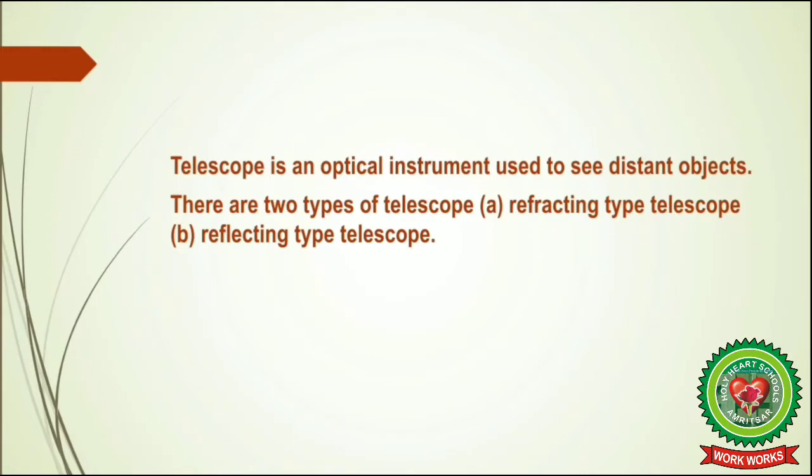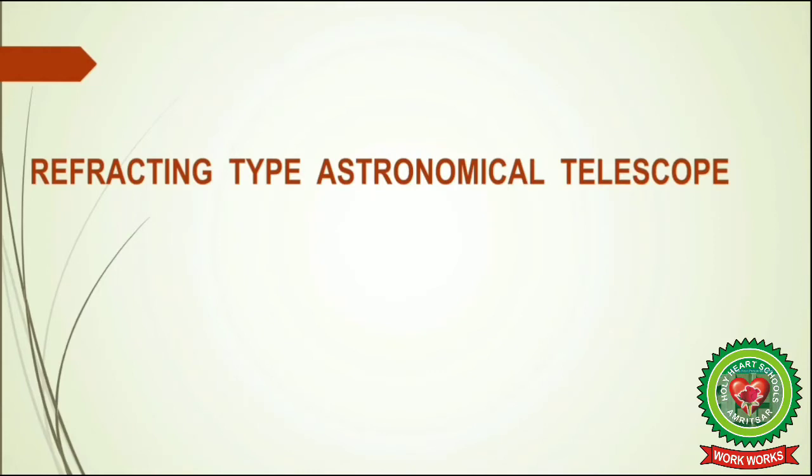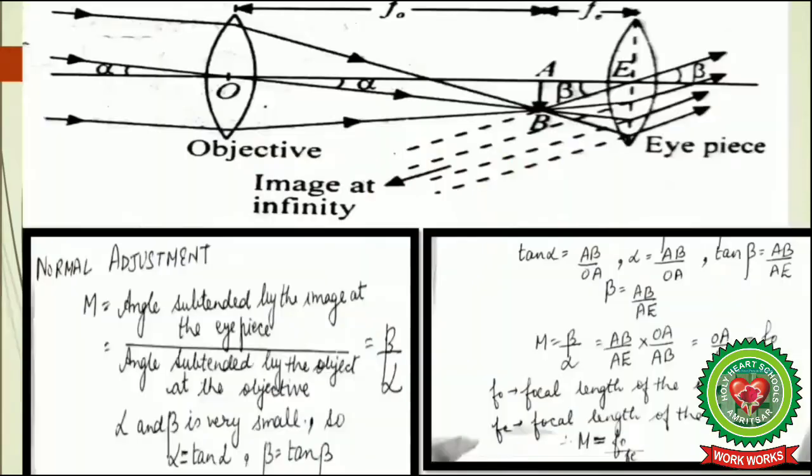Now, what is a telescope? Telescope is an optical instrument which is used to see distant objects. There are two types of telescope: refracting type telescope and reflecting type telescope. Students, today we shall be discussing refracting type astronomical telescope.